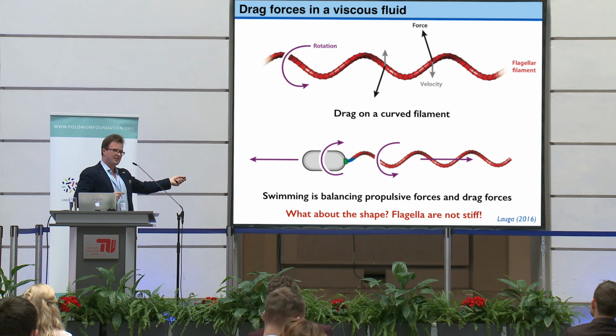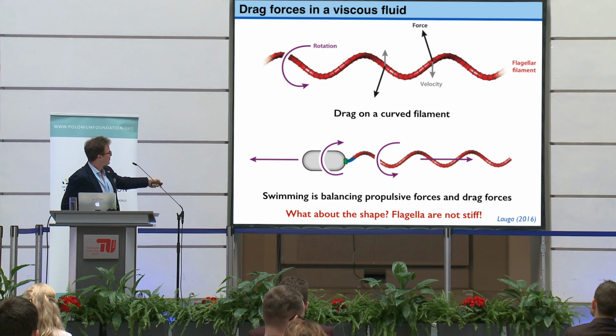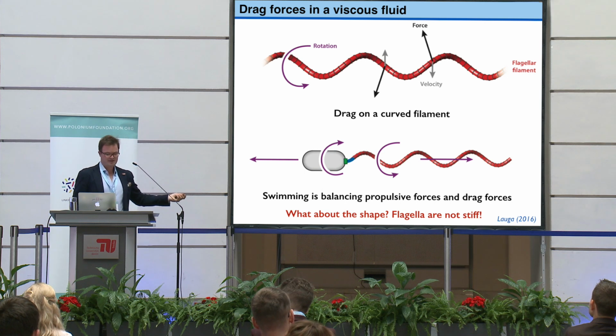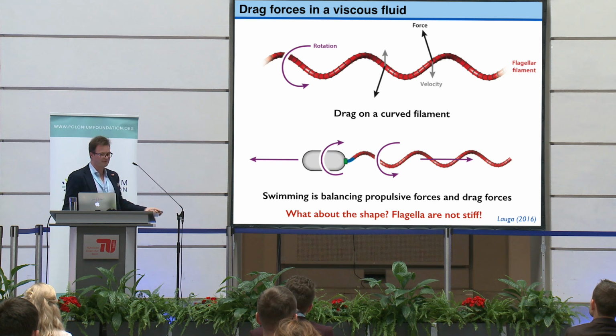Now, if you imagine your filament, a bacterial flagellum, as a filament, the bits of it which are moving against the fluid around it feel various drag forces at various points. But if you sum all these forces, you get a thrust force that is balanced by a drag force on the body, and that means the bacterium is swimming. And swimming is about balancing propulsive forces and drag forces.